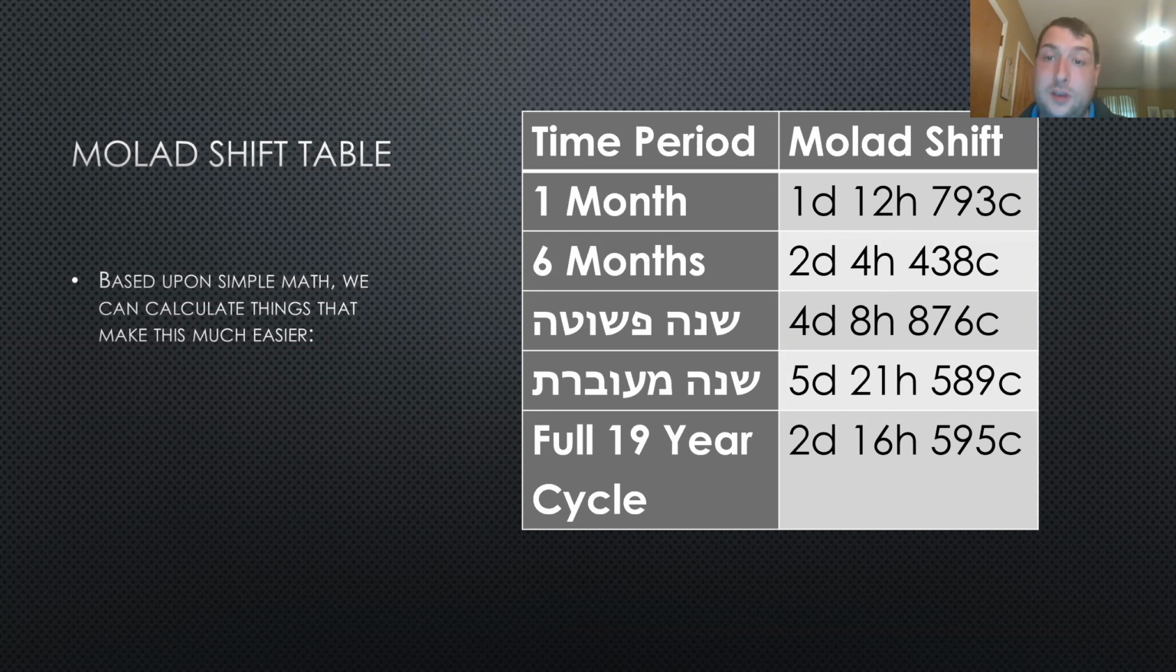A regular year is 4 days, 8 hours, and 876 chalakim. A shana me'uberes, a full year, a leap year, will be 5 days, 21 hours, and 589 chalakim. And a full cycle, every 19 years, Rosh Hashanah moves forward. The Rosh Hashanah from one cycle to the next will move forward about 3 days.